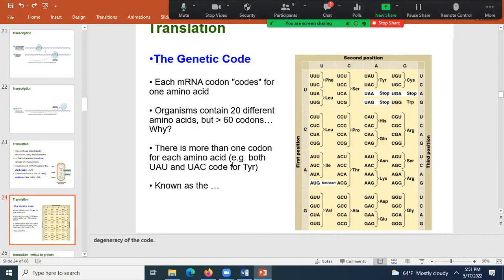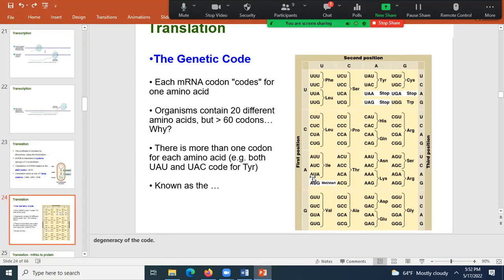There are two exceptions. One of them is methionine. There's only one codon that codes for methionine, and that's AUG. And let me see if I can find the other one. I think it's right here, tryptophan. There's only one codon that codes for tryptophan. You should only know methionine is AUG and the start codon is AUG.